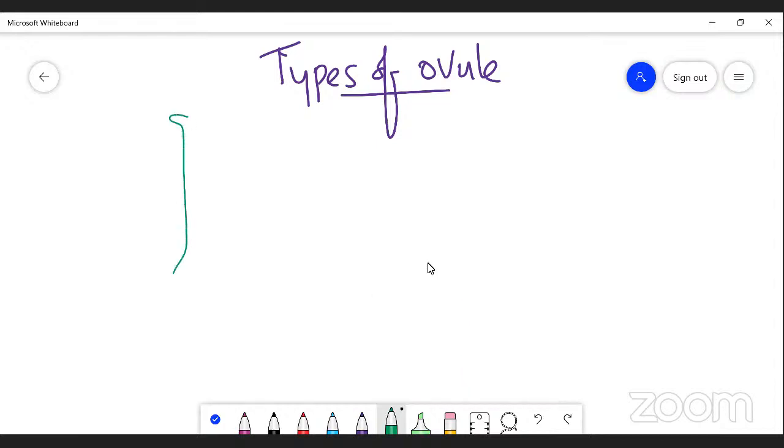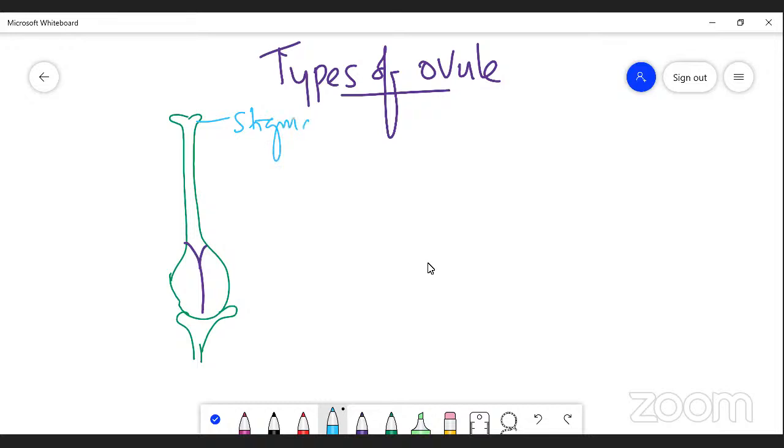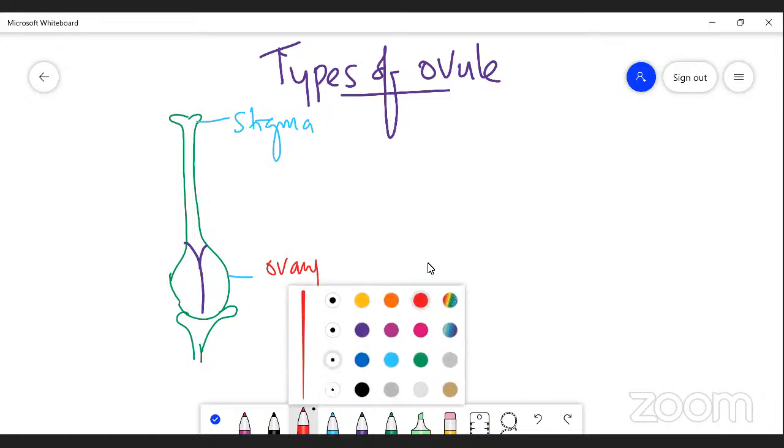This is the gynoecium. When you take a flower, at the center you can find the female reproductive part of a flower that is called the gynoecium. This gynoecium consists of the upper side, stigma, and the lower part is called ovary. And this ovary is a box-like organ that encloses ovule.